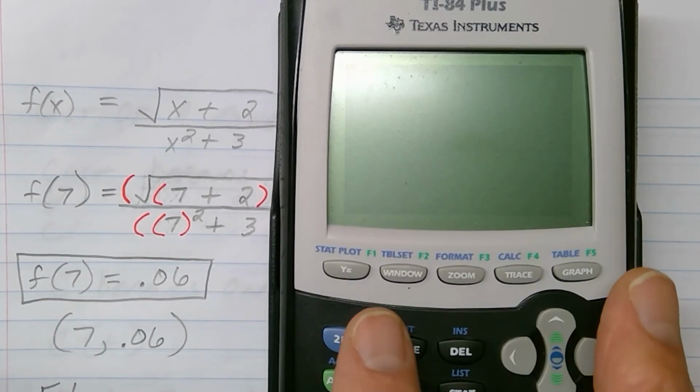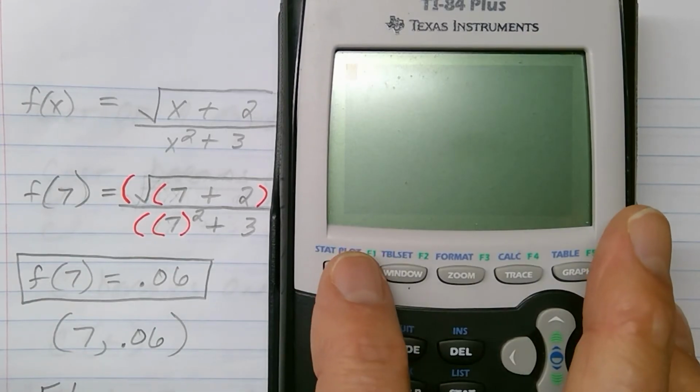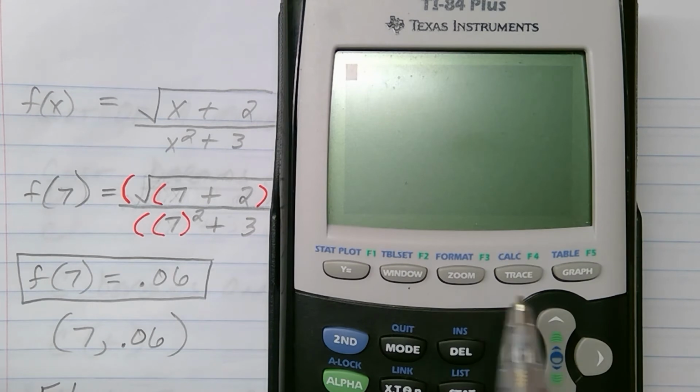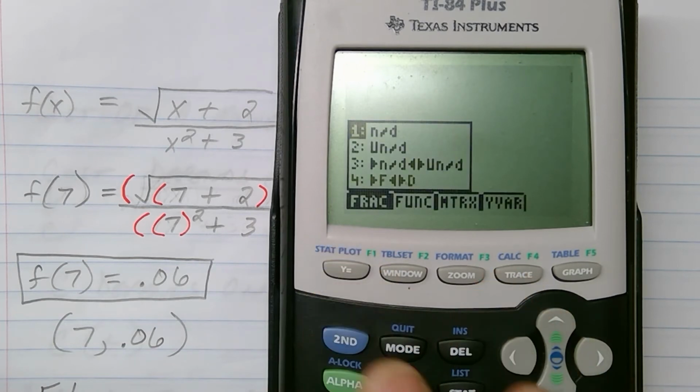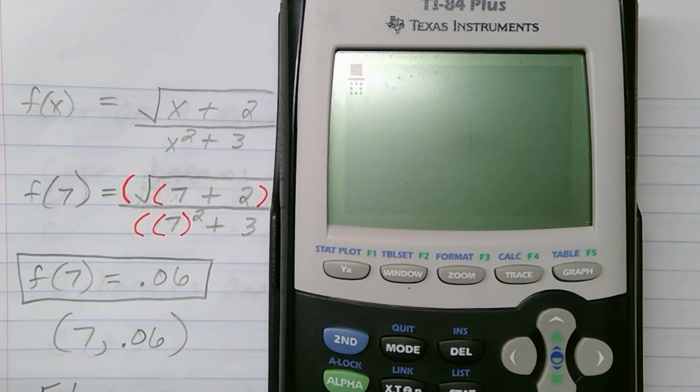Okay, let me show you how much easier it is on the 84. So I'm going to pull up my fraction key. Remember, it's in F1. It's in the third function of this button. So I got to hit green, F1, choose option 1 for fraction. There we go. And now I'm going to start putting in my fraction.